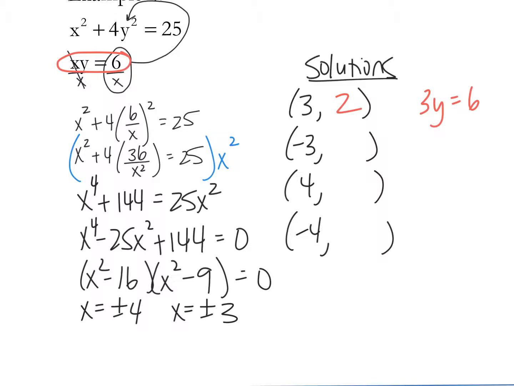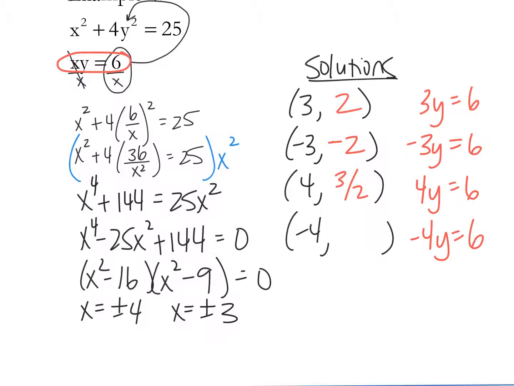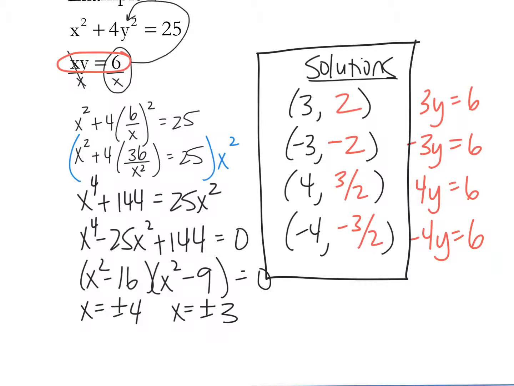And what about when x equals, keep in mind I'm just using this normal equation here. This one is way harder to plug into, so I'm going to use this one. When I plug in negative 3 for x, that makes negative 3y equals 6. That means y is negative 2. When I plug in 4 for x, that means 4y equals 6, which means y equals 6 over 4, which is 3 over 2. And last but not least, plug in negative 4. That means negative 4y equals 6. That means that y equals negative 3 over 2. So these are my 4 solutions with all the work shown.